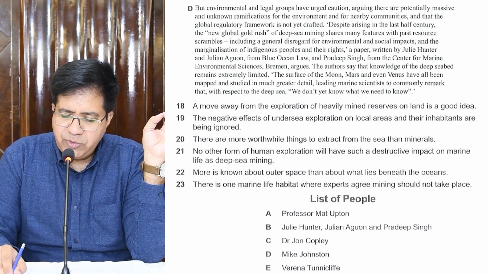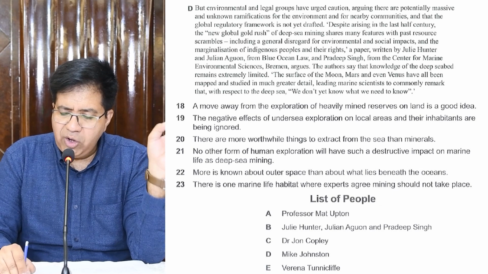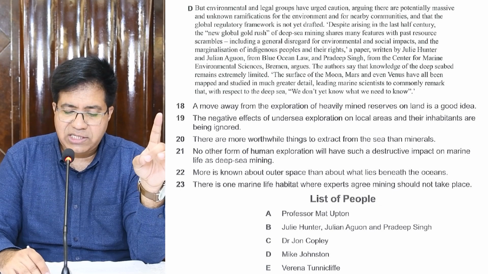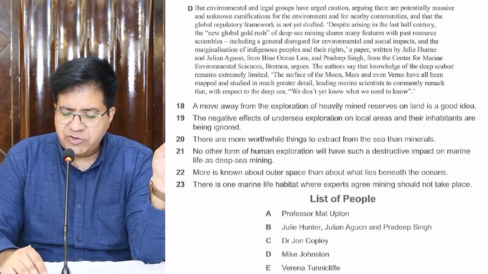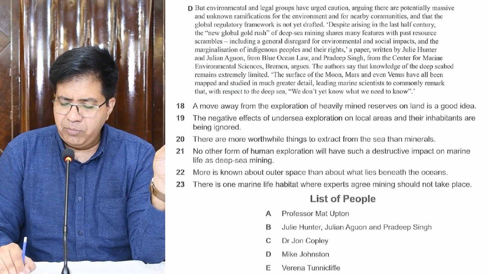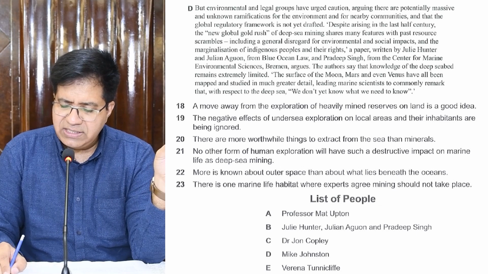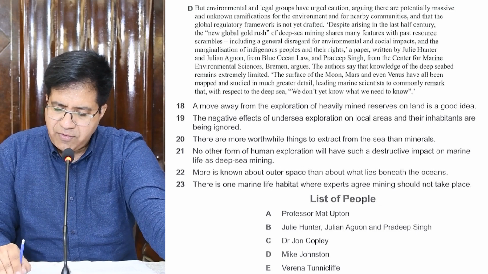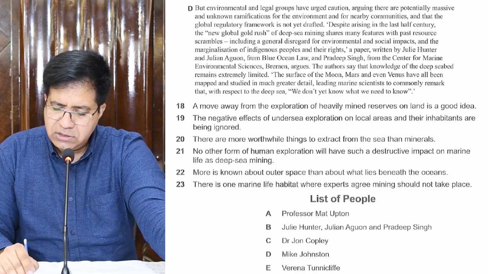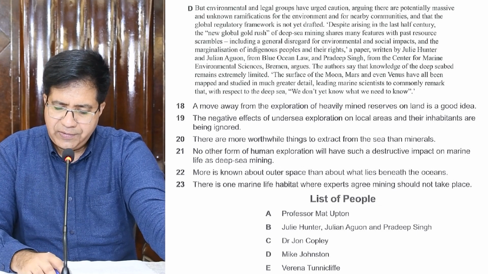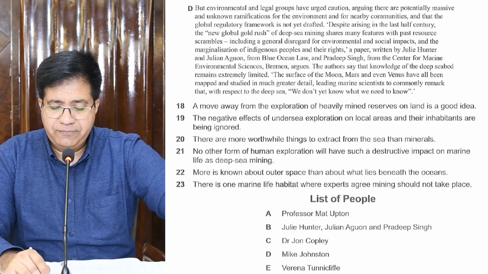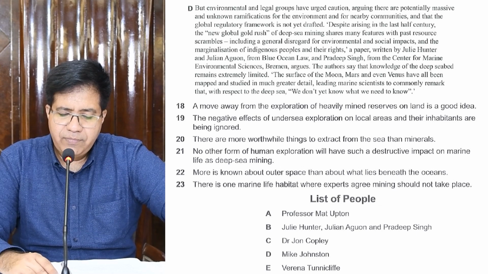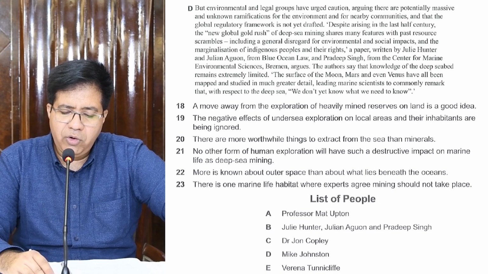What do they say here? Julie Hunter and all that. The authors say that knowledge of the deep seabed, I'm reading from fourth last line, paragraph D, remains extremely limited. The surface of the moon, Mars, and even Venus have all been mapped and studied in greater detail, leading marine scientists to commonly remark. No, it's not here. Yes, two lines above. Okay. Paragraph D for doctor, third line. Fourth line. The new global gold rush.